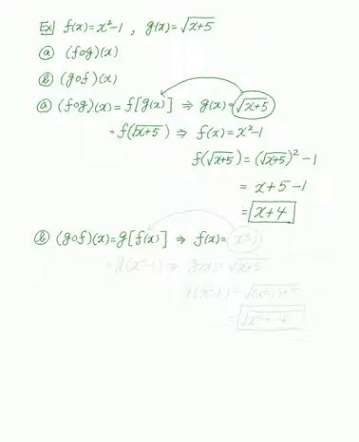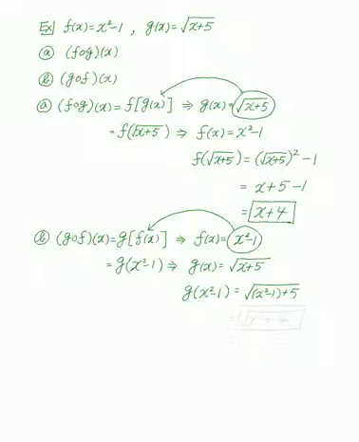Remembering that f of x is equal to x squared minus 1. I'm going to take all that and I'm going to put it inside of g, replacing all the x values of g with x squared minus 1. Remembering that regular old function g is the square root of x plus 5. G of x squared minus 1 is going to equal the square root of x squared minus 1 plus 5.